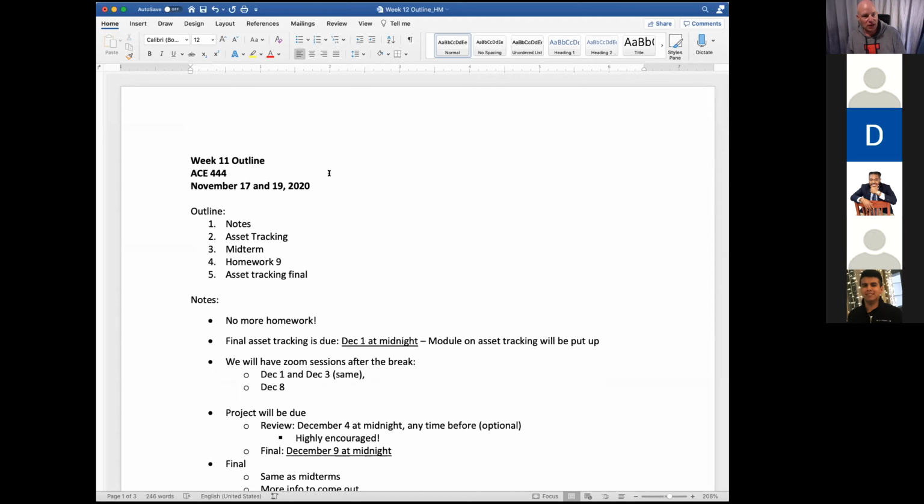Here's our outline. What we plan on doing today is going over notes, our asset tracking, midterm, homework 9, and then talking a little bit more about these other topics. So we're going through this. If you have any questions at any time, stop us. Let me get the chat up so that I can see it, and we'll be on our way.